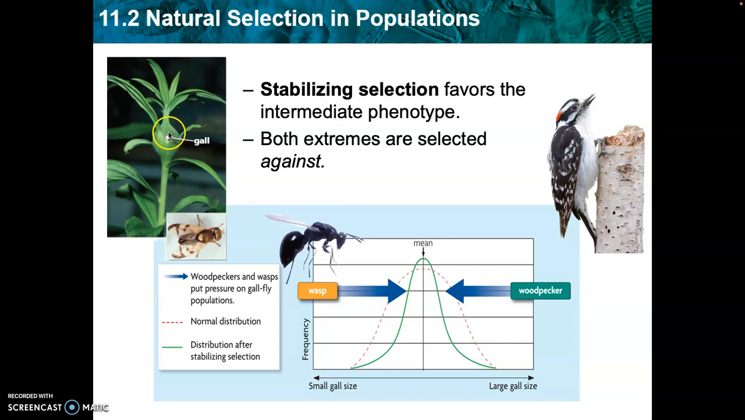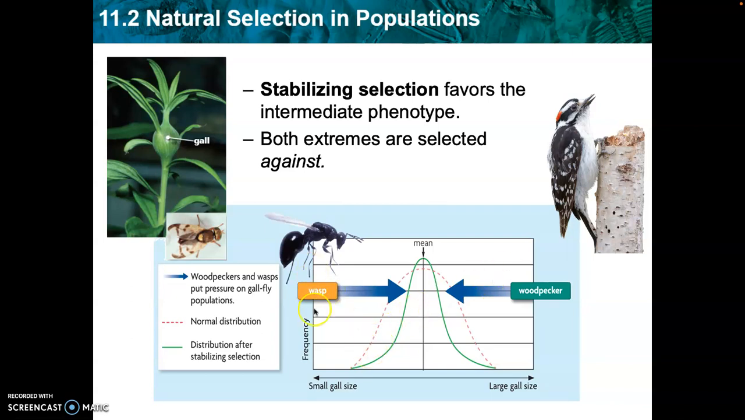Well, if the gall is small, then the wasp, this is a parasitic wasp, finds these galls on the goldenrod plant, lays its eggs inside of them, and then the wasp larvae will eat the fly larvae. And that obviously is bad for the fly, because if its larvae are being consumed, then its population size will be decreasing. On the other extreme, if it has a very large gall size, birds like the woodpecker are very attracted to that to eat it as a food source. So if the gall is really large, then it is going to be eaten by a predator.